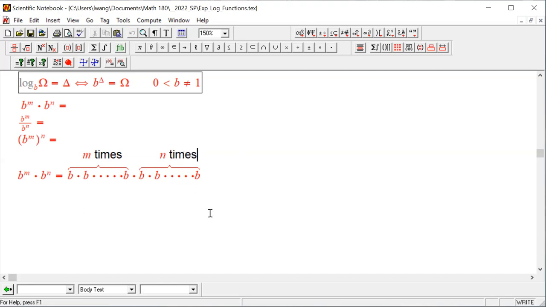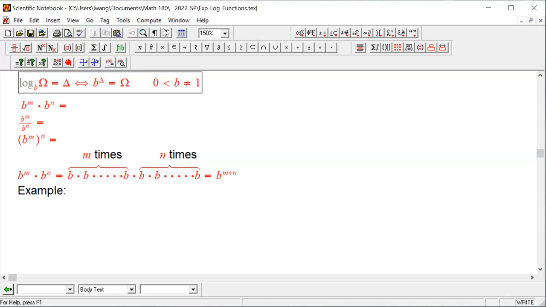So you just count how many b's are multiplying itself and end up with b to the power of what? M times plus n times. So that's going to be m plus n times. Okay. Now, if you're still not certain about this, give yourself an example to verify.